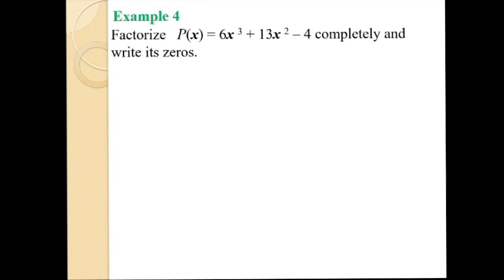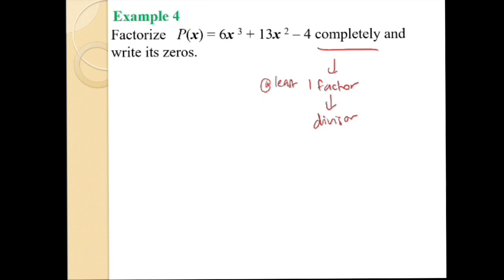Look at this example. There is no factor given. Remember, to factorize completely, we need to know at least one factor, where that factor will be its divisor. At least one factor is known. But for this question, one factor is not even given. So how do we show and factorize this polynomial completely?